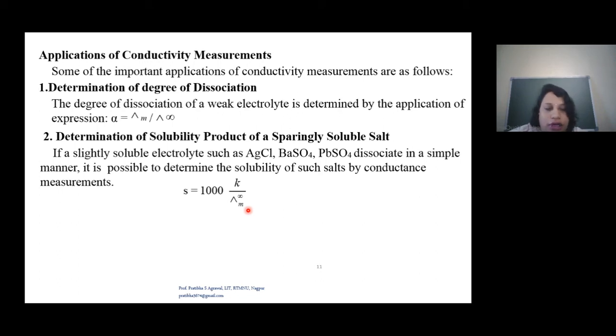This method for determination of solubility product can be explained by taking the example of AgCl in water. AgCl is first washed with conductivity water to remove any soluble impurity, and after that it is suspended in conductivity water, warmed and cooled. A very minute quantity of the salt will pass into the solution and the rest will settle down. The conductance of the solution and the water is used to find out the conductivity at 25 degrees Celsius. And by using the formula, we can find out the solubility.